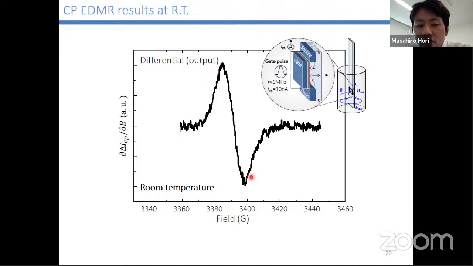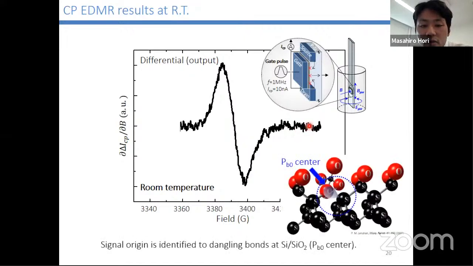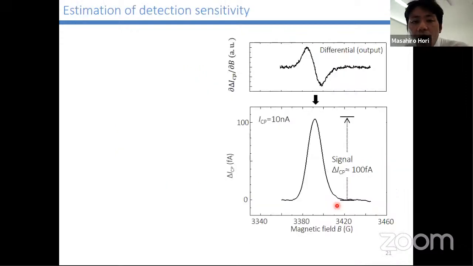As we can see, a clear peak is observed in the spectrum. From the resonance field or g-value, we identified this signal origin as the dangling bonds at the silicon-silicon dioxide interface, called the Pb0 center. We then estimate the sensitivity.